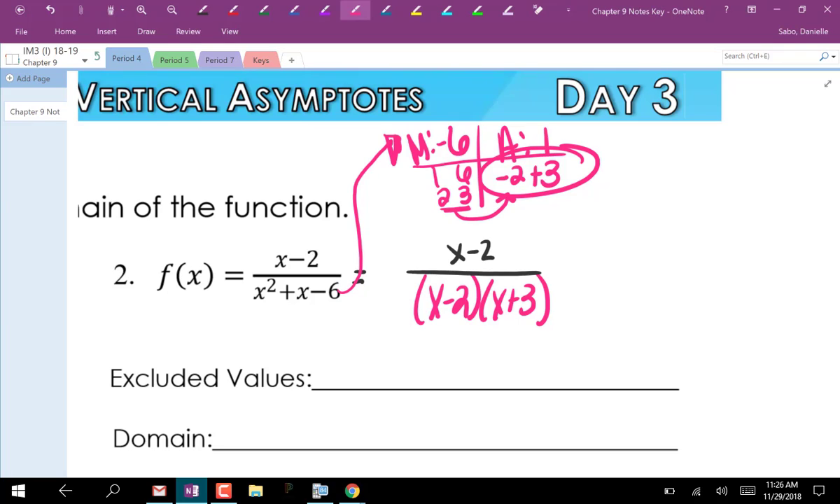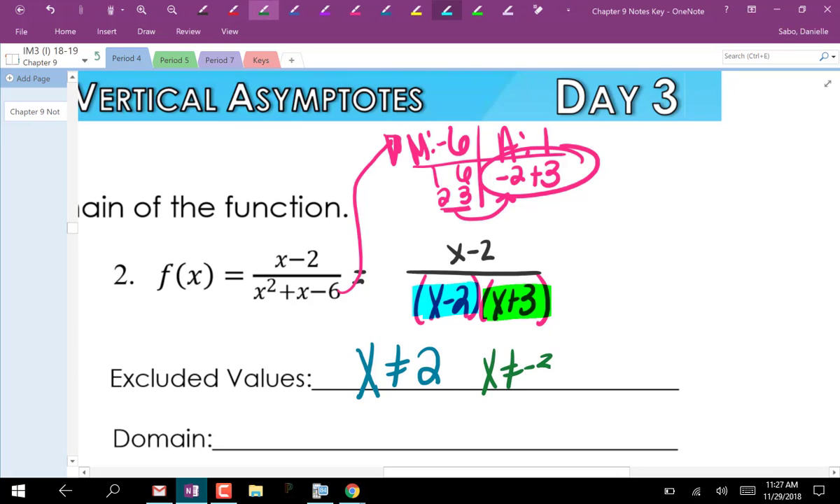Okay, excluded values. How many do I have here? 2. I have one here in blue and I have one here in green. The blue one, what makes that one equal to 0? 2, because 2 minus 2 is 0. That's why it's 2. What about the green one? Okay, that's supposed to be green. X cannot be negative 3.